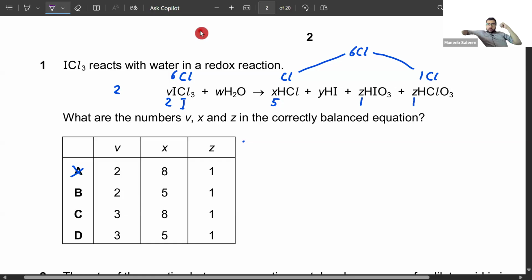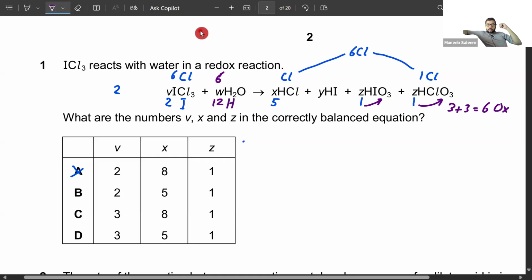sorry, we'll check the oxygen first on the right side. We have 3 oxygen atoms coming from here, 3 oxygen atoms coming from here. So 3 plus 3 is equal to 6 oxygen atoms on the product side. Now to balance this 6 oxygen, we need W to be replaced with 6, giving us 6 oxygen atoms. Now with respect to oxygen, they are balanced. Now we check the hydrogens. So there are 6 times 2, 12 hydrogen atoms on the reactant side.